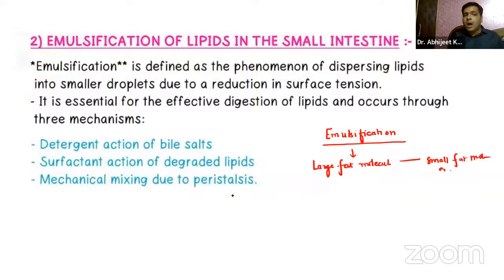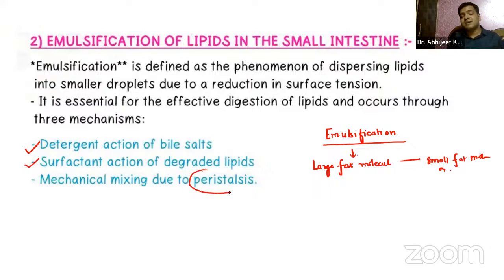Now, how are they converted? We have three different mechanisms, guys. We have the detergent action of the bile salts, right? We have bile acids, bile salts. Then the surfactant action of the degraded lipids, and mechanical mixing due to peristalsis.